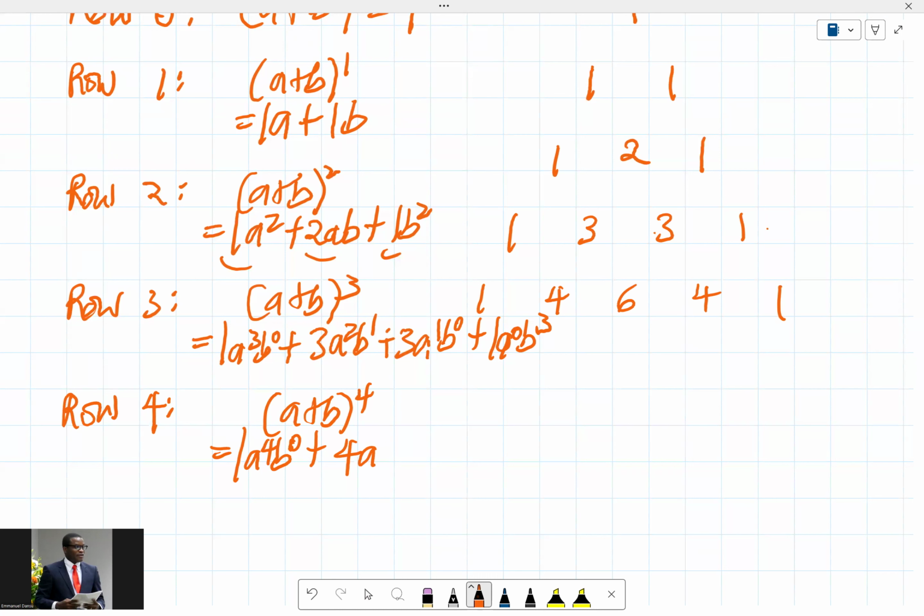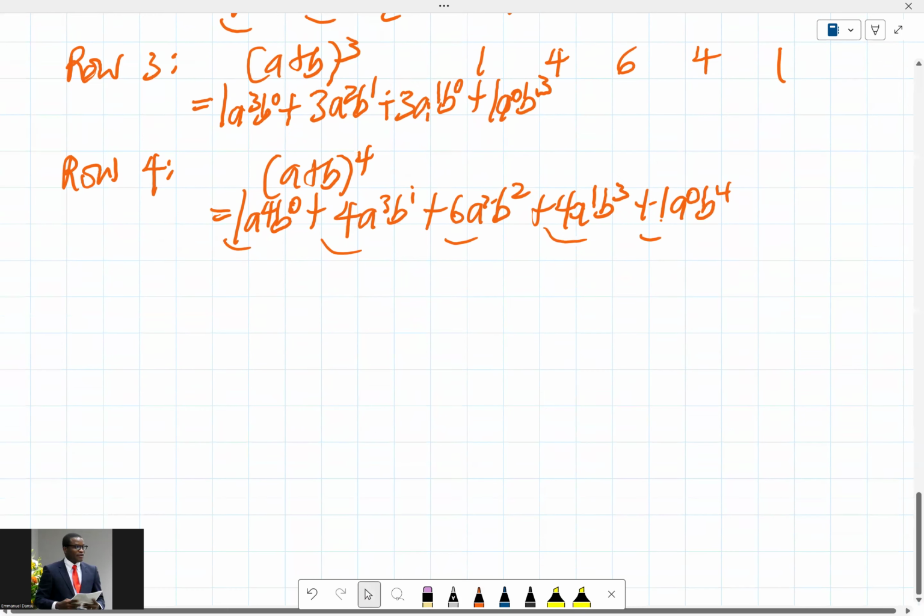Next, 4a raised to power 3, b raised to power 1. Next, you have 6a raised to power 2, b raised to power 2 also. Then plus next, 4a raised to power 1, b raised to power 3, plus 1 a raised to power 0, b raised to power 4. And that's why you have 1, 4, 6, 4, 1.